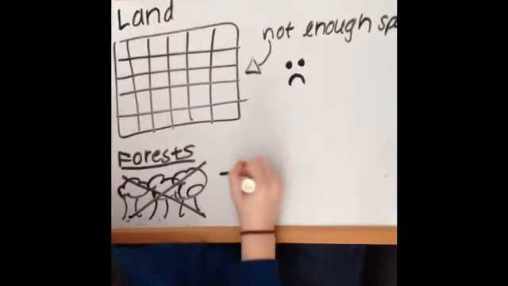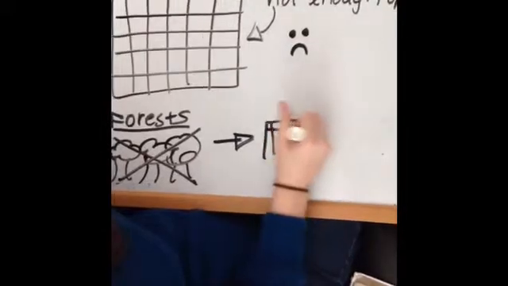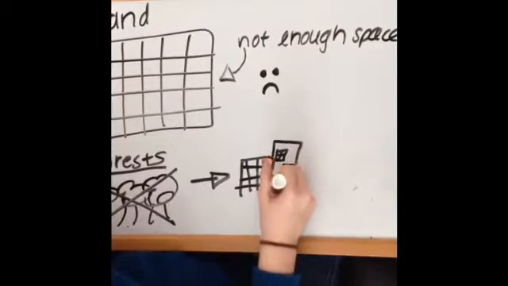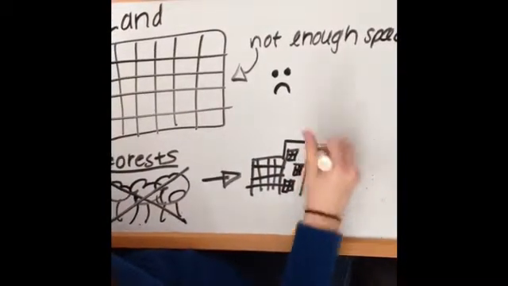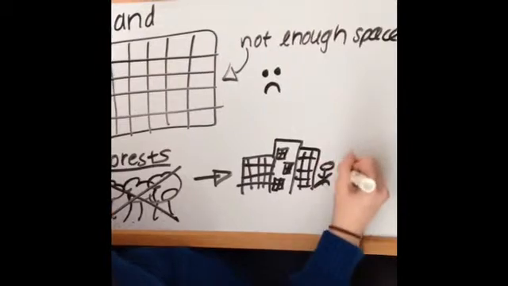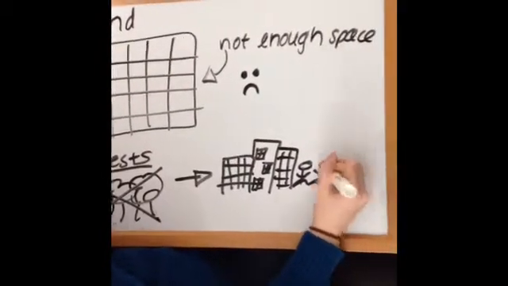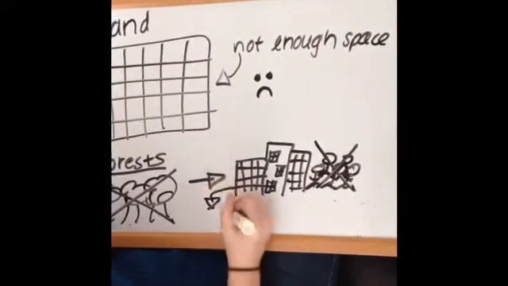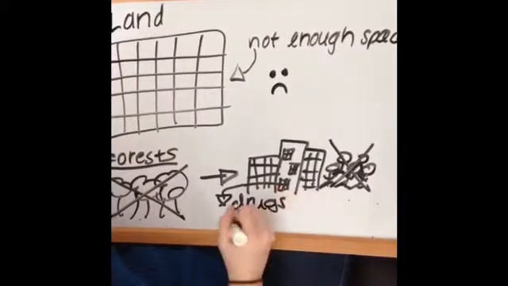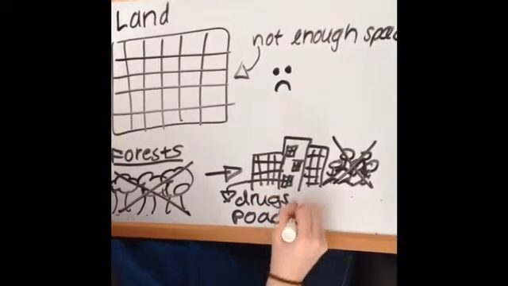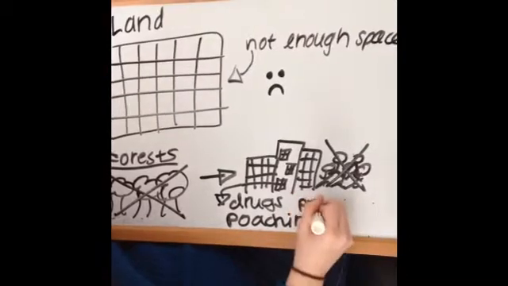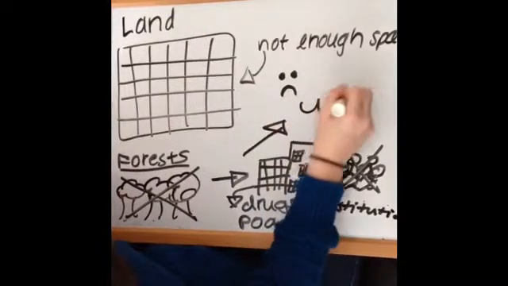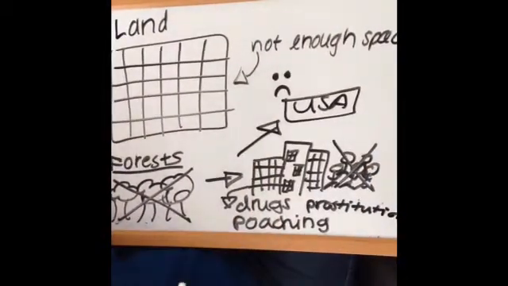Many people move to cities to get jobs. Their land can no longer support them. This leads to overcrowding and unsafe living conditions. People sometimes resort to illegal and dangerous activities, such as selling drugs, poaching wild animals for money, and prostitution. Some are even forced to leave their country to earn a living. All this leads to a degraded environment in developing nations.